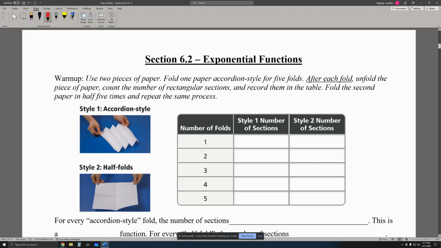Hi everyone. Today we're going to be completing our notes on section 6.2. These are our first notes in our new topic 6 on exponential functions. I want to start with the warm-up using 2 sheets of paper.